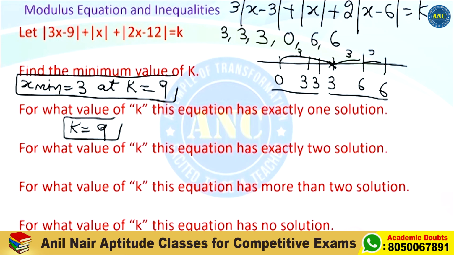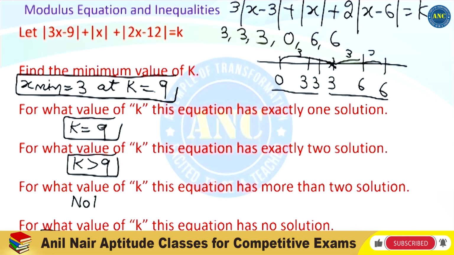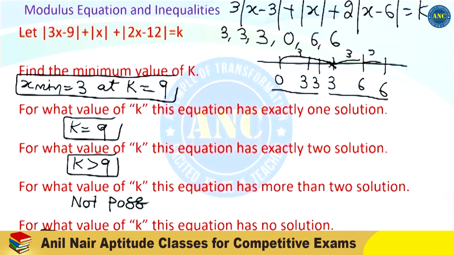Any value less than 9, I will get no solution. Any value greater than 9, I will get it either at the middle points or at the extreme points. For what value of k does this equation have more than 2 solutions? That is not possible. All the varieties of questions, where modulus functions are added, or appear twice, or have some coefficients like kx, ky, everything we discussed in detail.